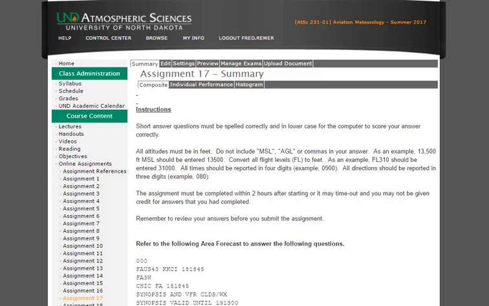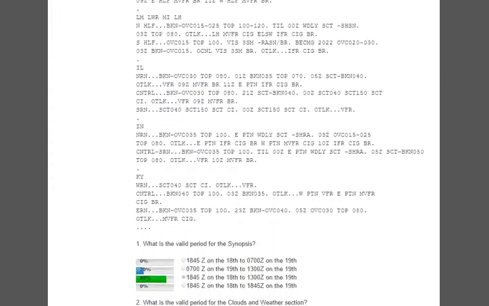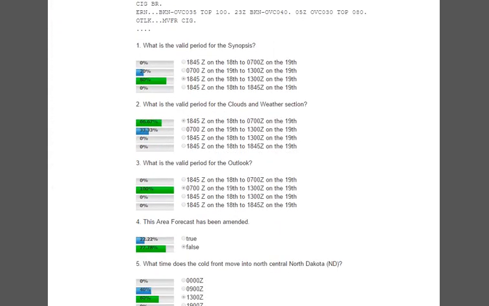Area forecast is kind of difficult to understand and interpret. It will be disappearing in October of 2017, hopefully, but we'll give this a try. We'll go through and take a look at it. So let's look at the questions. Questions number 1, 2, 3 deal with the time of the area forecast.